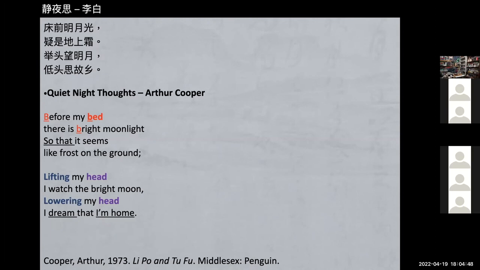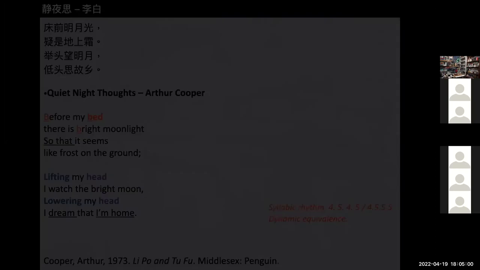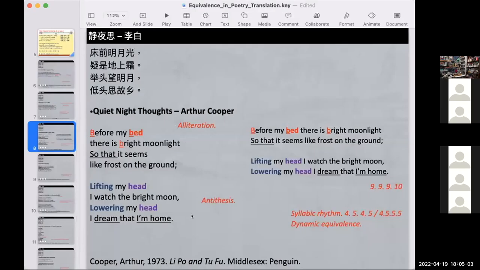But it was his choice to divide it into 2 stanzas. In Chinese it's 2 couplets; in English, 2 stanzas. So this is a syllabic rhythm. If we count the syllables: before my bed, 4; there is bright moonlight, 5. 4, 5, 4, 5 in the first stanza, and then 4, 5, 5, 5 in the second stanza. This is called syllabic rhythm because the number of syllables is almost the same, very close.